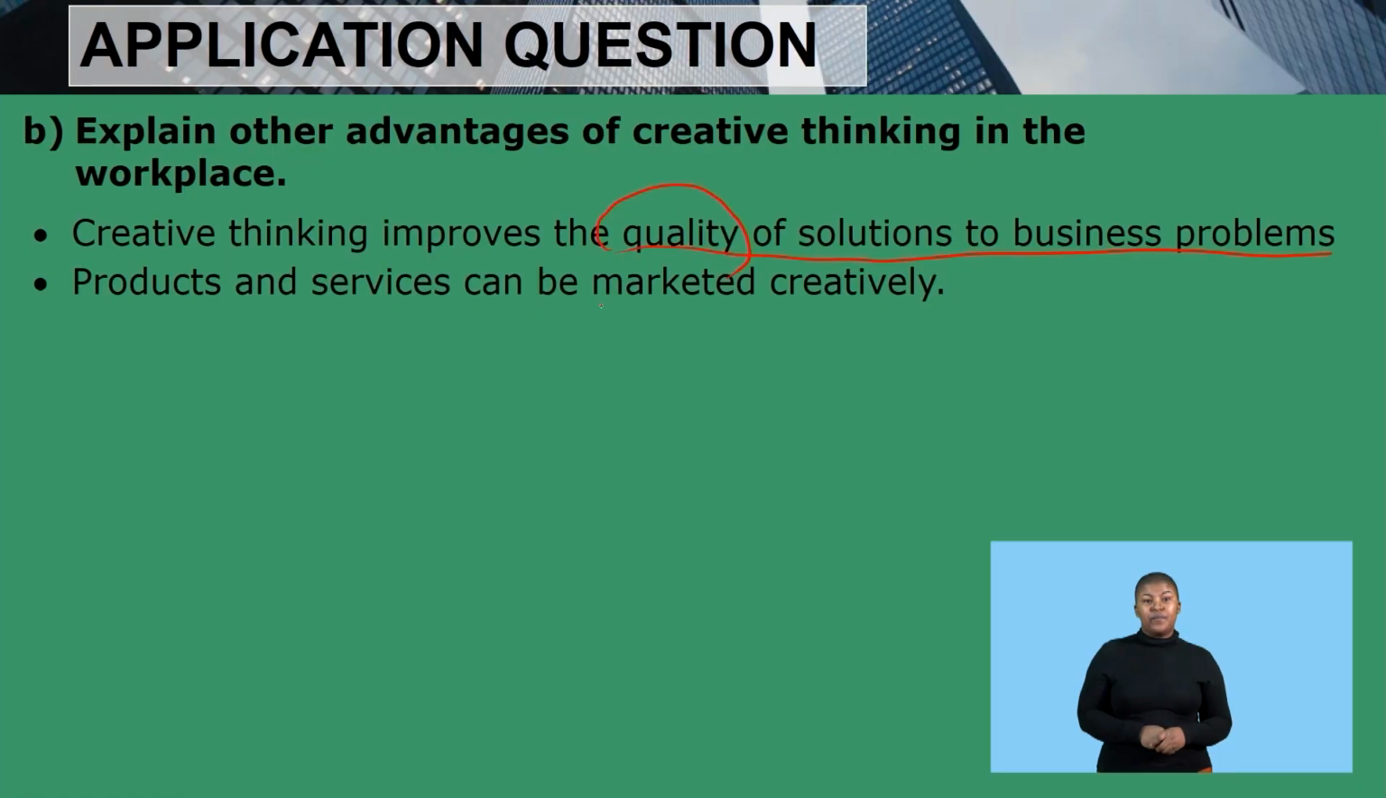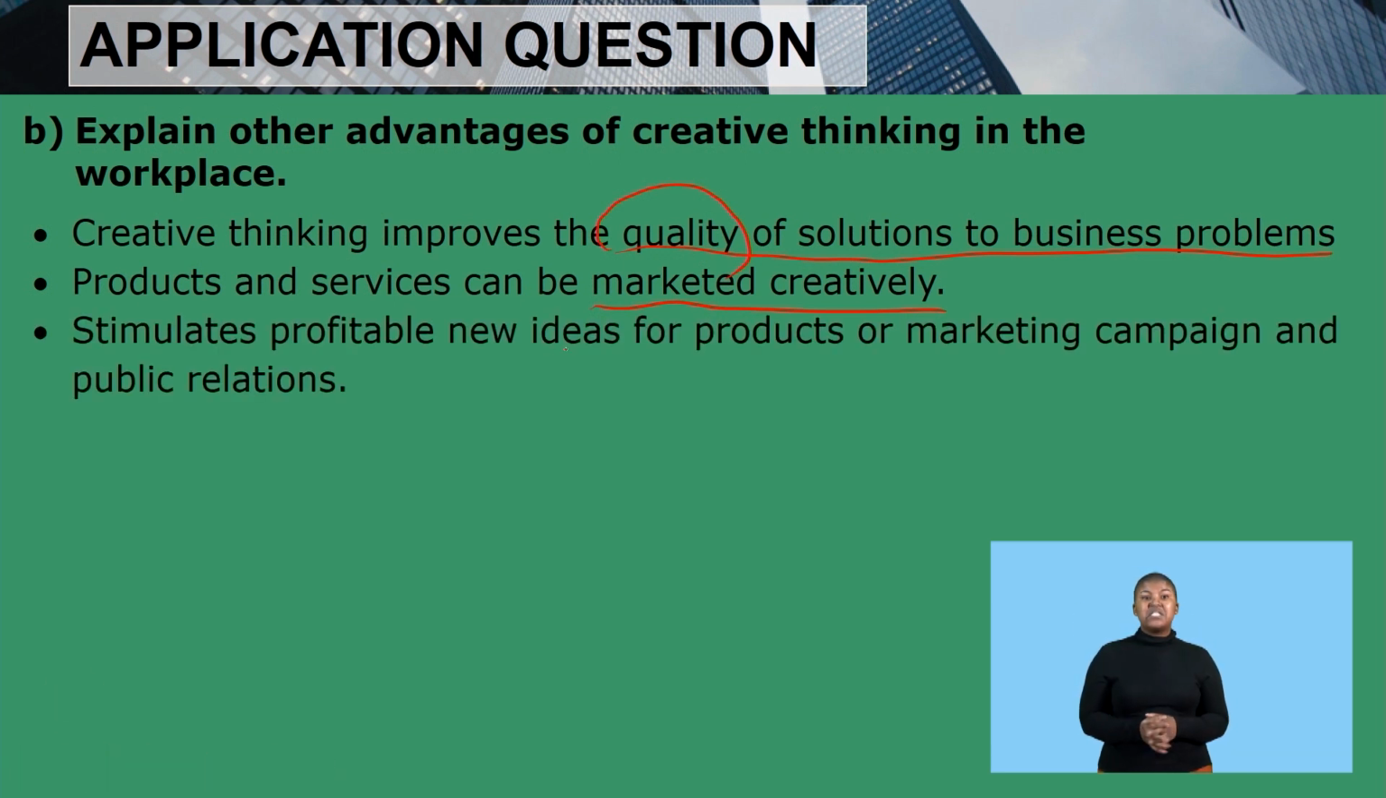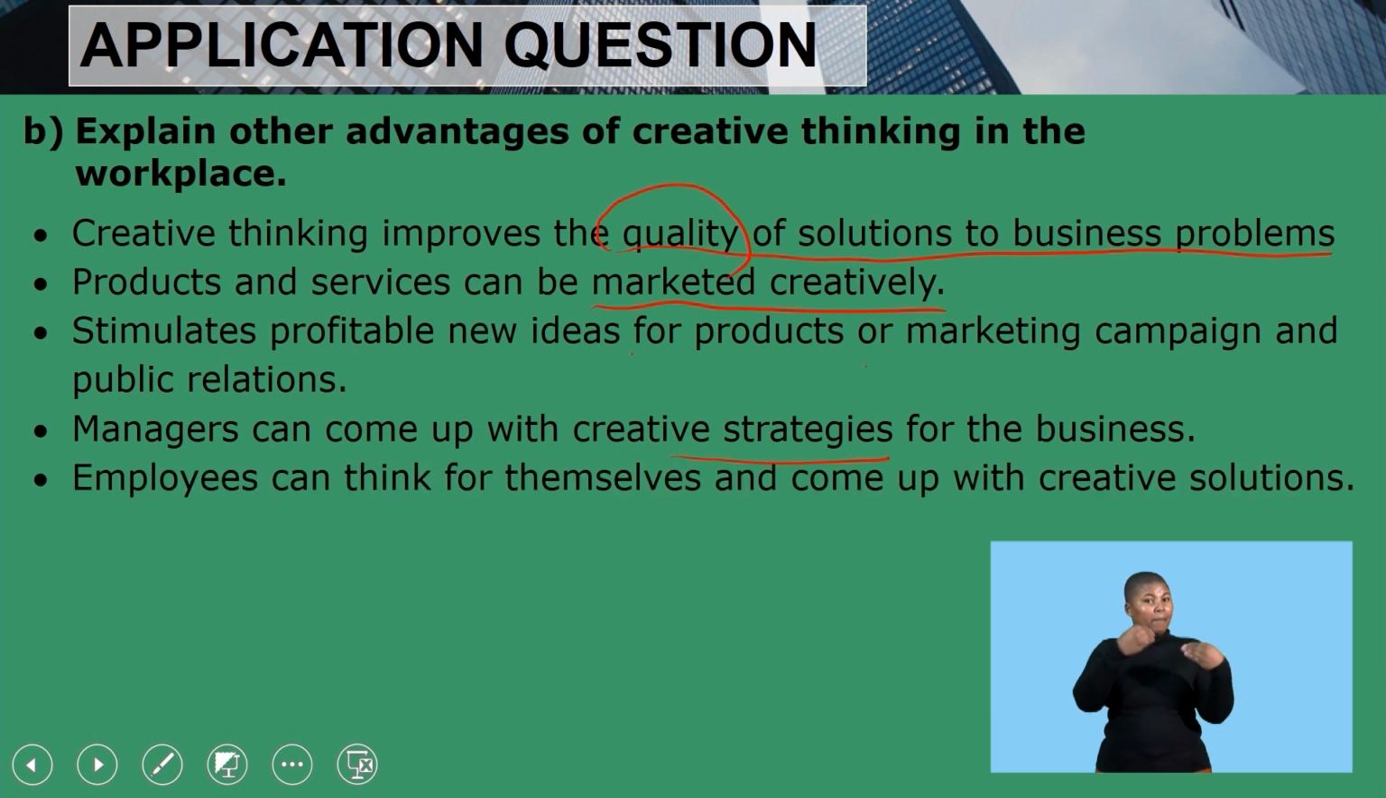Do you understand? We are thinking out of the box. We are thinking varied ideas, new ideas, fresh ideas. So the quality of solutions is improving. Right. Product and services can be marketed creatively. The products and services can be advertised creatively, can be introduced to new people creatively. Right. Stimulates profitable new ideas for products or marketing campaign and public relations. Managers can come up with creative strategies for the business. And the other advantage, employees can think for themselves and come up with creative solutions.